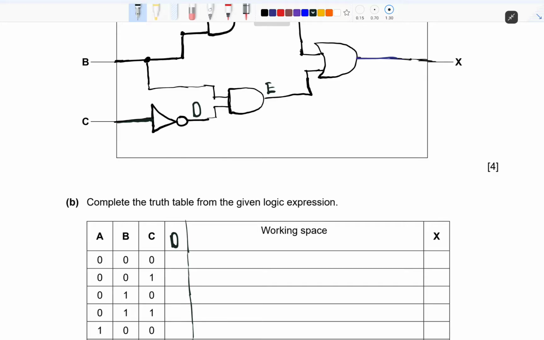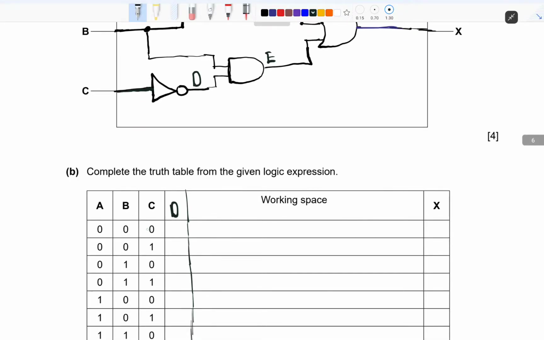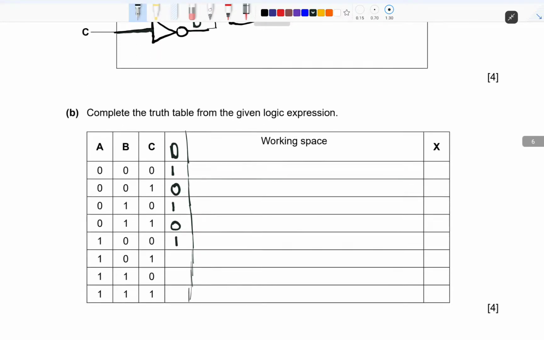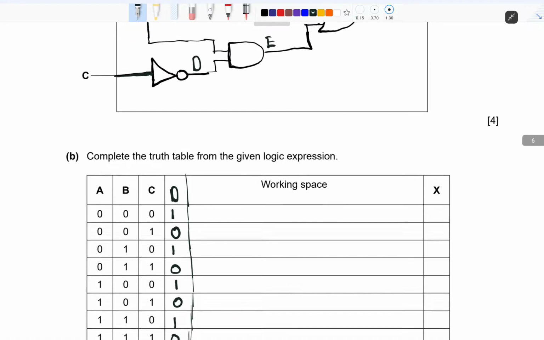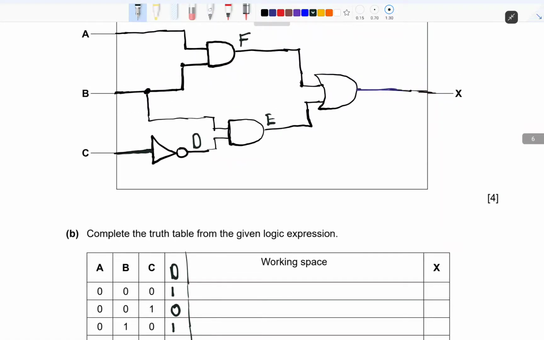So let's flip it, because the NOT gate flips. It inverts. That's the job of the NOT gate. So when C is 0, D is 1. When C is 1, D is 0. When C is 0, D is 1. When C is 1, D is 0. You flip. Then what is the next gate?